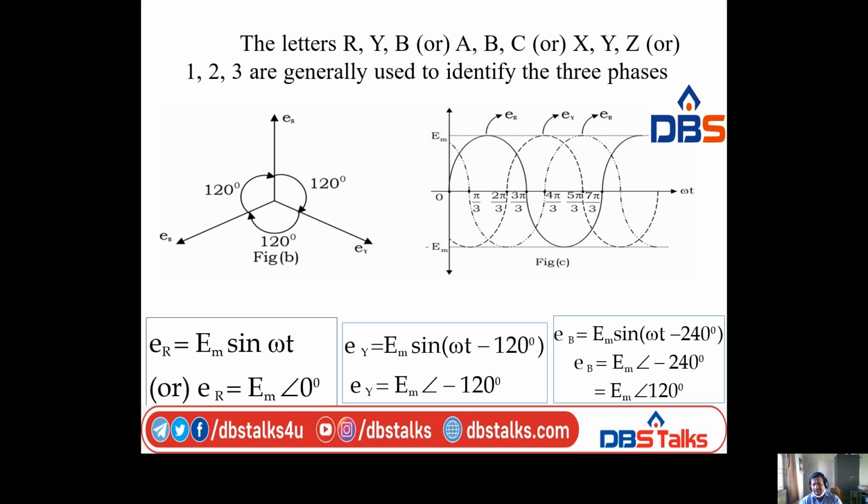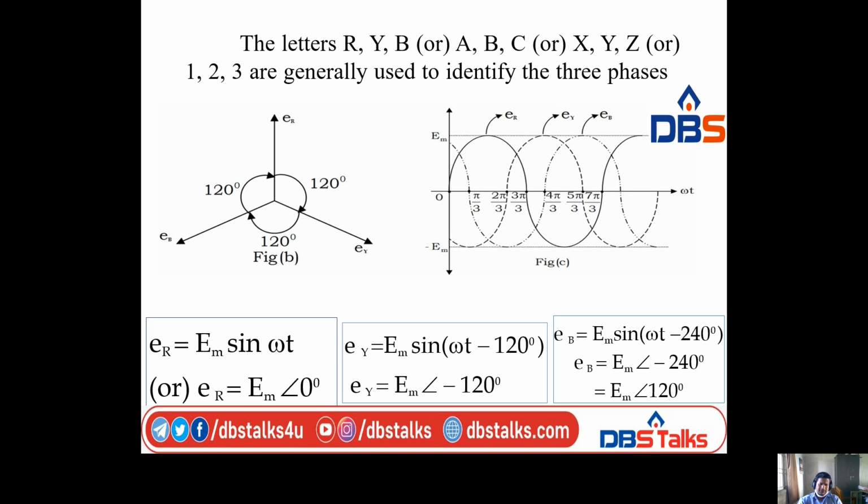Generally, how can we express the three-phase system? We can express the three-phase system with the letters capital R, Y, B, or A, B, C, or X, Y, Z, or numbers 1, 2, 3. To identify the three-phase system, these letters are utilized: RYB, or ABC, or XYZ, or 1, 2, 3. In general, we can utilize RYB.